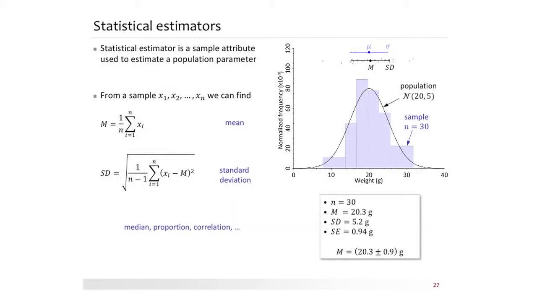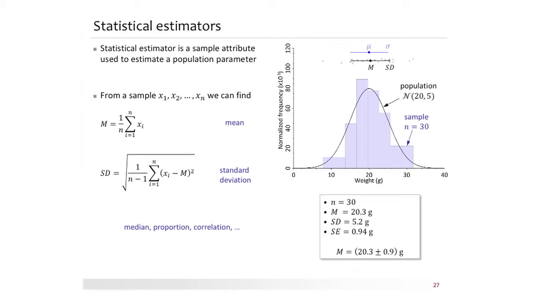As I said, a statistical estimator is a sample attribute which is used to estimate a population parameter. This example shows a population, a normal population. You remember this notation. This is a normal distribution. The mean is 20, the standard deviation is 5. So that will be our mice, let's say, weight of a mouse. And this is a sample which is represented here by individual dots. This is the histogram of the sample, and it kind of approximates the population. In the same way as sample mean approximates population mean, sample standard deviation approximates population standard deviation. You can calculate these things and write it down.